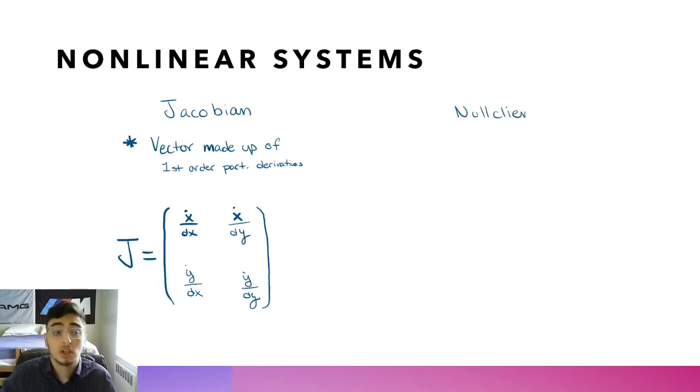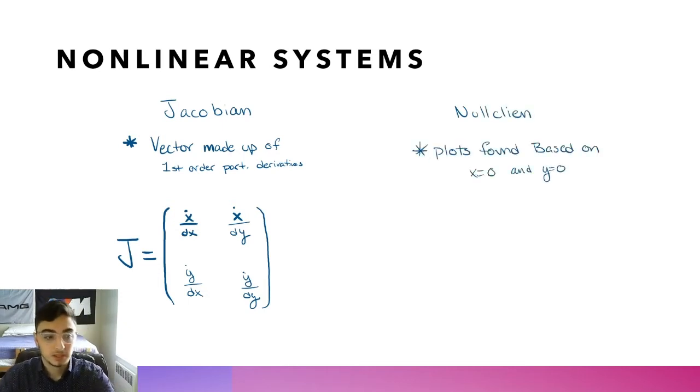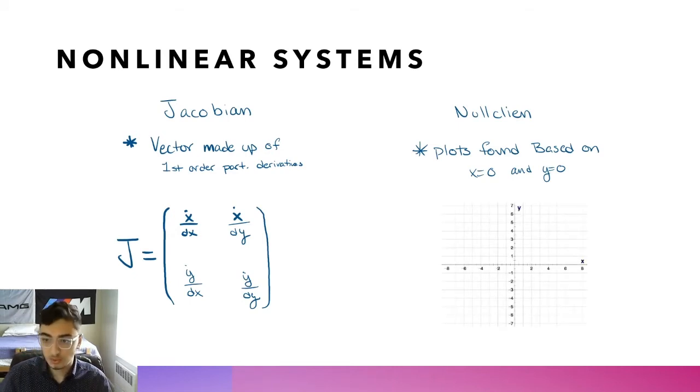Next are the null clines. Null clines are essentially plots found based on x dot equals 0 and y dot equals 0, and these functions act as a shaping region for the trajectories, as you're going to see. So here's an example down here. With the plot come two null clines.